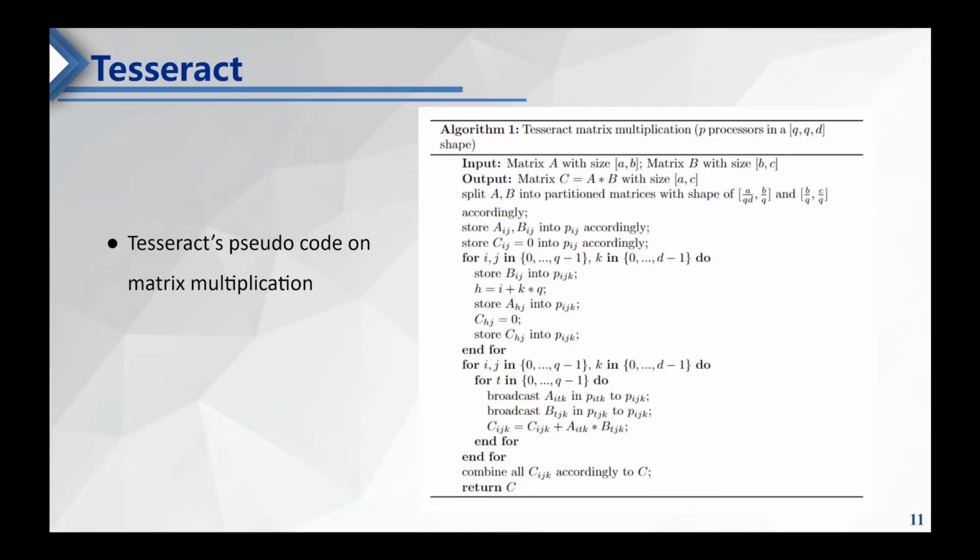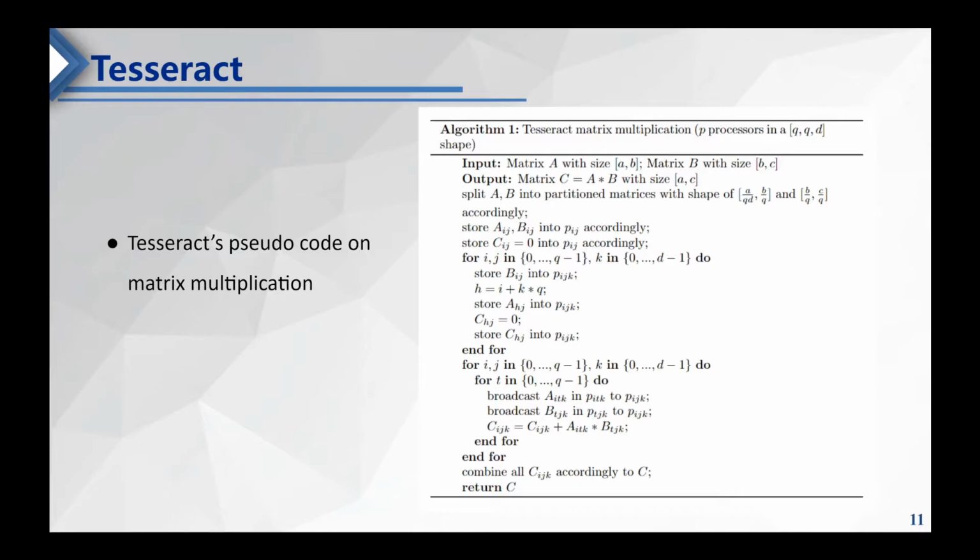First, Tesseract partitions A and B as mentioned before, then we store all the partition matrices resulting from A and B into processor IJK accordingly, and Cijk equals 0 will also be stored into processor IJK accordingly. For each IJK, we store Bij, AHJ, and CHJ, which equals 0, into each processor IJK, where K could be different, and H equals I plus K times Q.